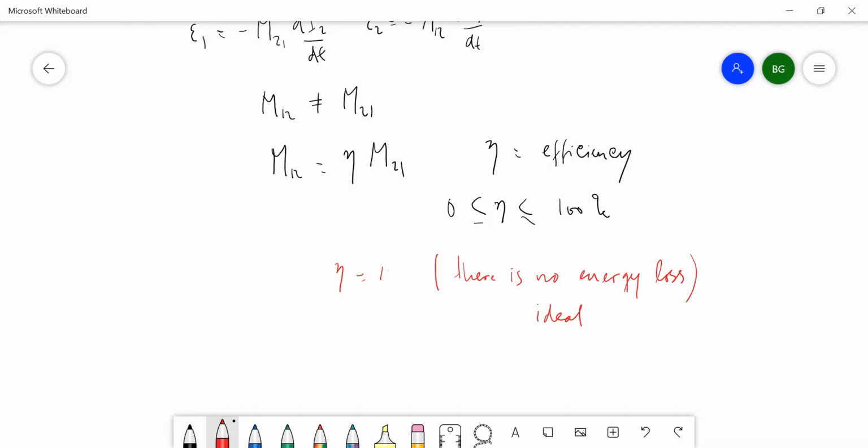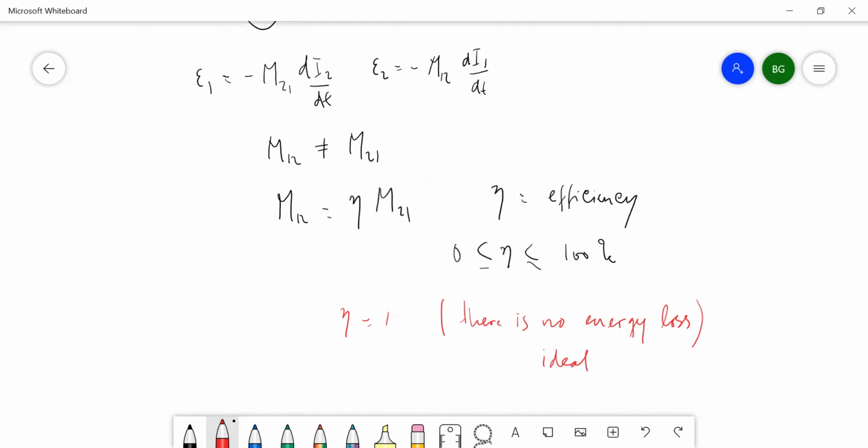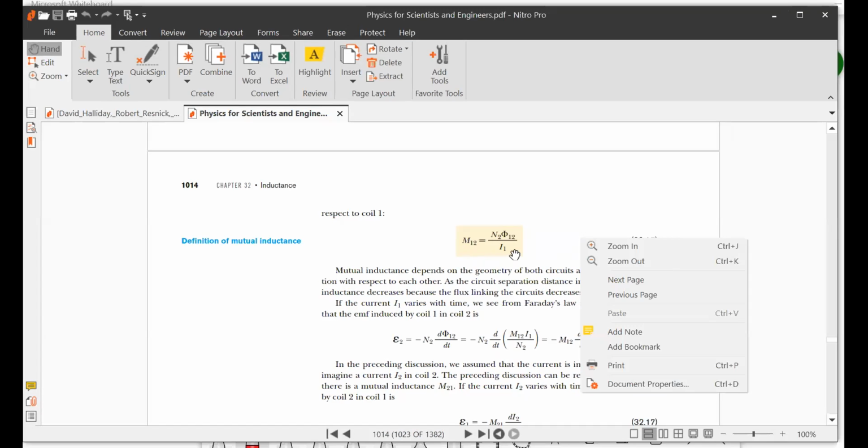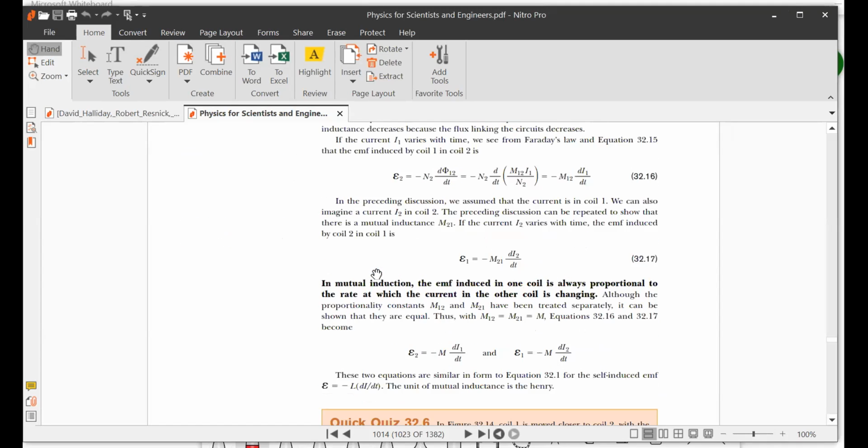Okay, is that clear? Yes. Okay, let's continue to the book. Let's get back. So this is the ideal condition. So somehow this epsilon 2 and epsilon 1 are also related.